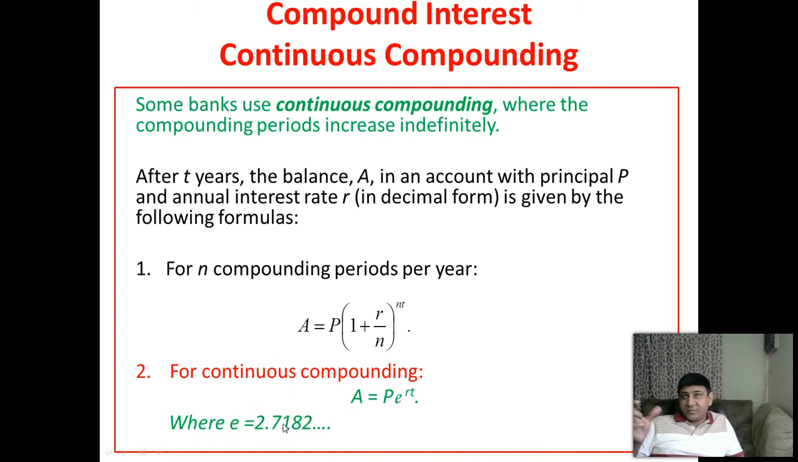So okay, it's a famous base. If you want to extend the formula for continuous compounding, this is your formula: A is equal to P times e to the power rt.